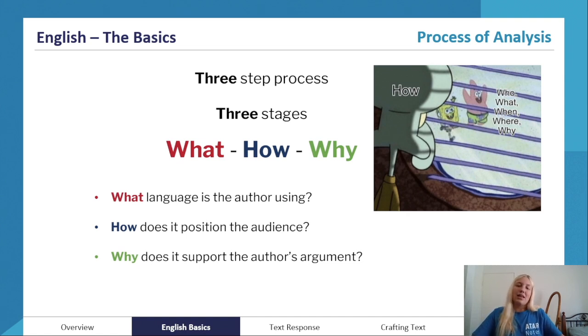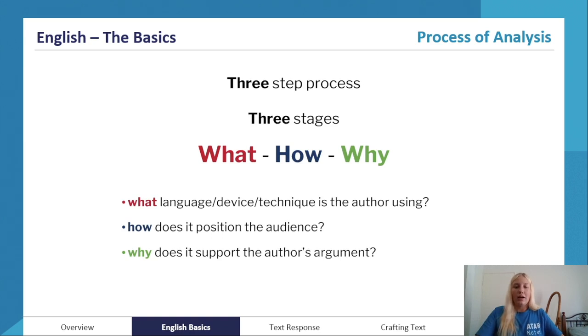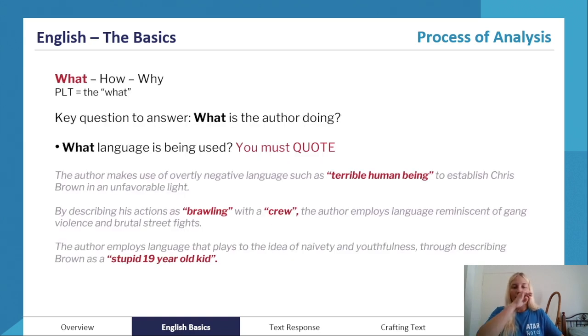Do you want to analyze it in depth? Then you may complete both the how and the why analysis. Or do you think intended effect is relevant? Or do you think the contribution to the author's argument is relevant to analyze? So we'll look at it in more detail. Starting with the what, okay? So this is your persuasive language technique.